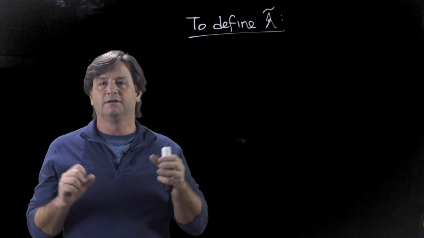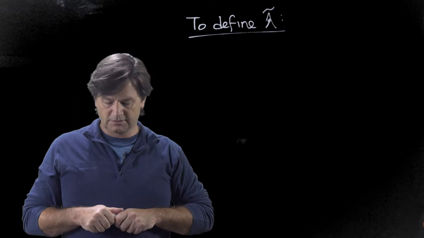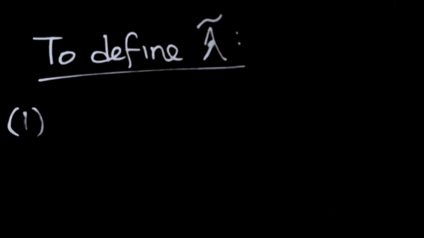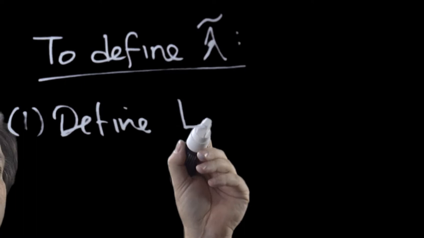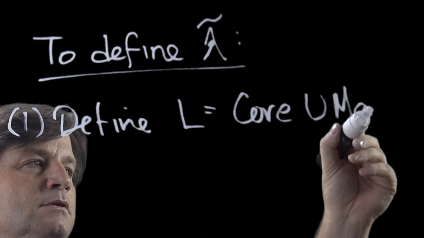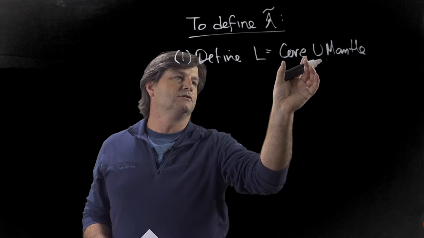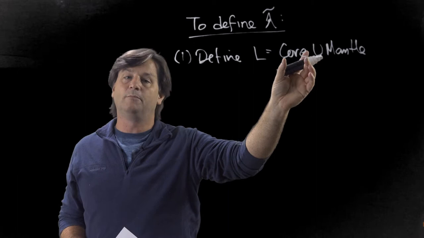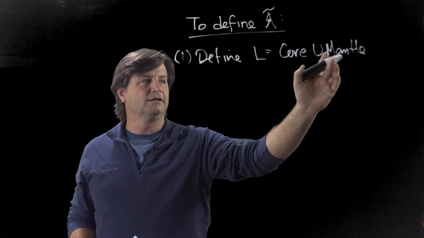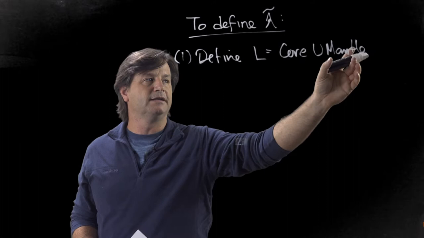The core starts like this. We define L equal to the core union with the mantle. Think of the Earth, which has a core and a mantle, the crust. The core will always be the even part, an even link all by itself, and the mantle will be whatever is left over, essentially. When I write it like this, I'm thinking of the core as its own link and the mantle as its own link, and only when you put them together do you see them linking with each other.